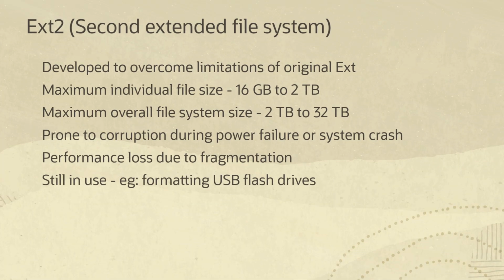So let's get started. Developers introduced the Ext2, or Second Extended File System, in January 1993. Ext2 development followed the original Ext file system quickly to overcome limitations. Ext2 allows for maximum individual file size from 16 gig to 2 terabyte, and overall file system size from 2 terabyte to 32 terabyte. Despite these improvements, there were still problems.